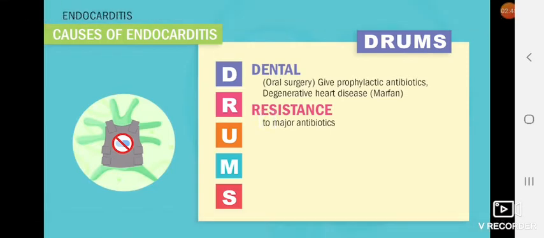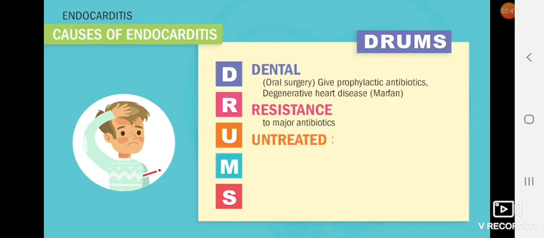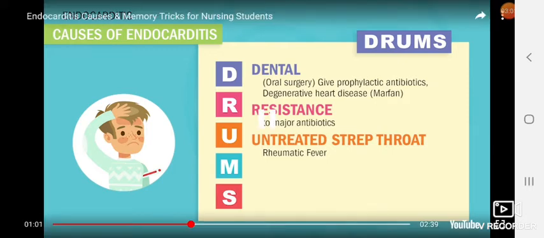Which brings up our next point, U. U is for untreated strep throat and even untreated rheumatic fever. This is a main cause here. Huge test tip. Untreated strep throat can lead to an even nastier infection called rheumatic fever, aka rheumatic heart disease, and then to endocarditis, and then to death. Who would ever have thought that a sore throat could lead to a broken heart?